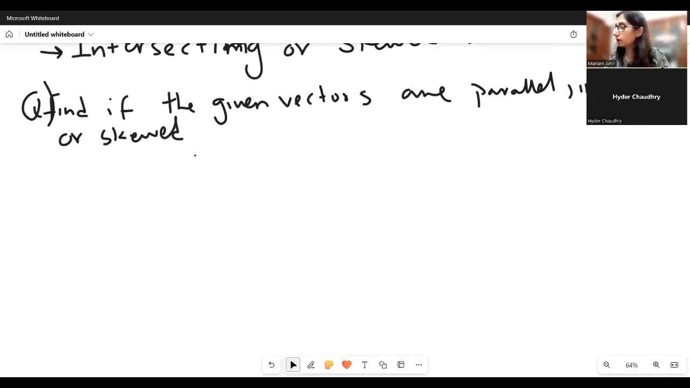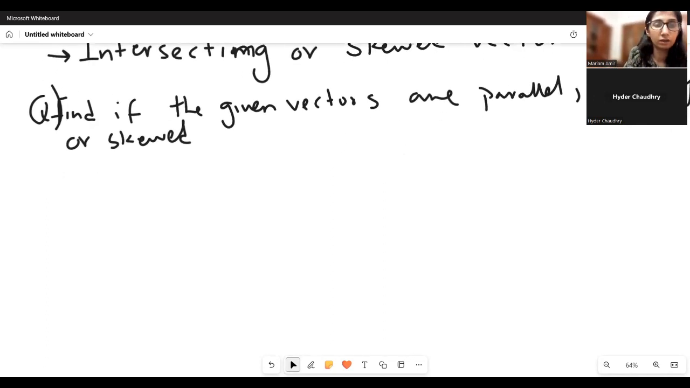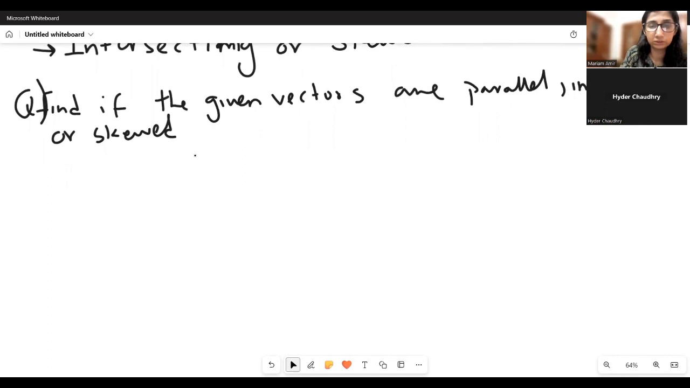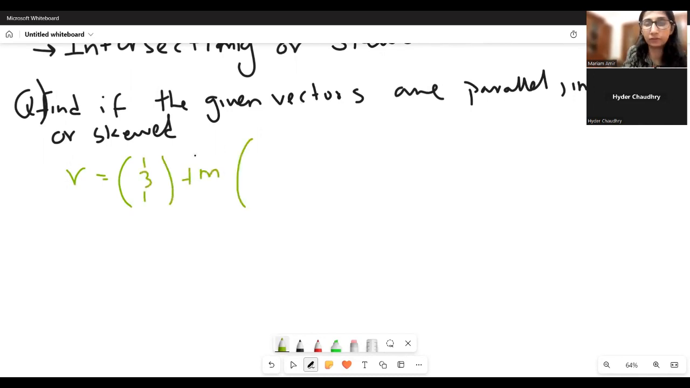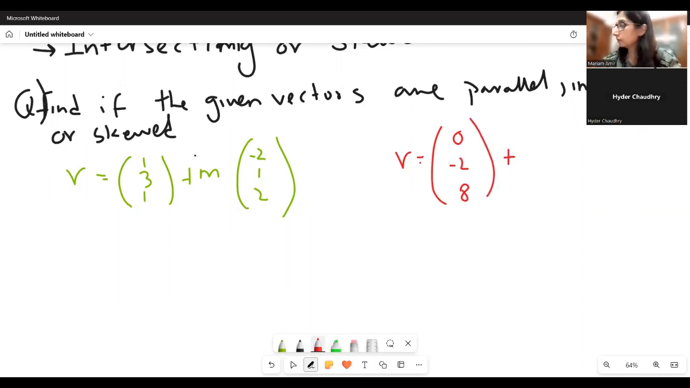So the vector equations are r equals (1, 3, 1) plus m times (-2, 1, 2), and r equals (0, -2, 8) plus n times (1, -1, 1).